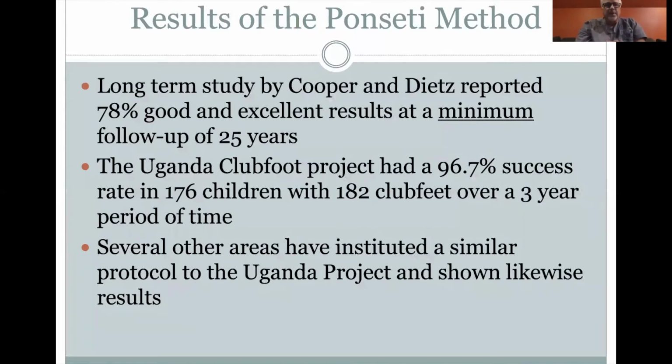The results of the Ponseti method: a long-term study by Cooper and Dietz reported 78% good to excellent results at a minimum follow-up of 25 years. I mean, that's an incredible long-term follow-up. Success rates have been as high as 96.7% when it's followed appropriately. People try to modify it. There's really no modifying it. It is a specific technique.